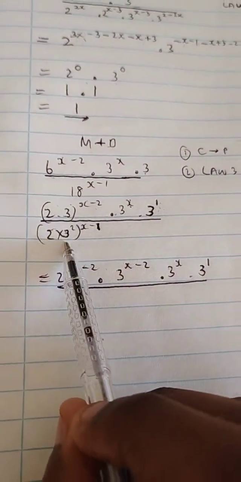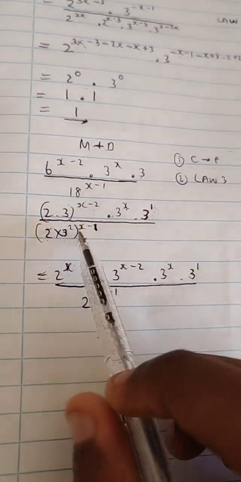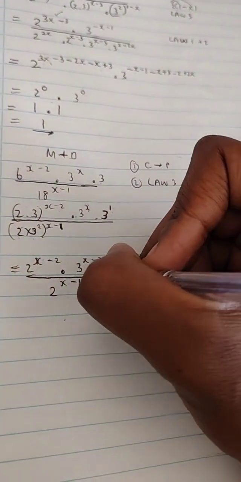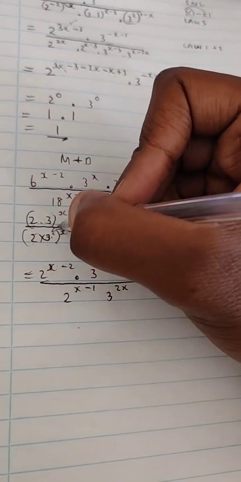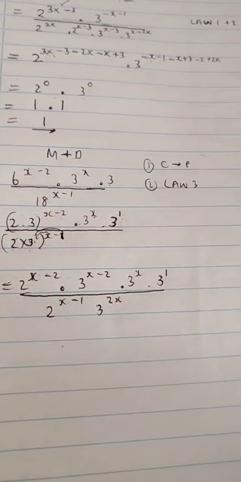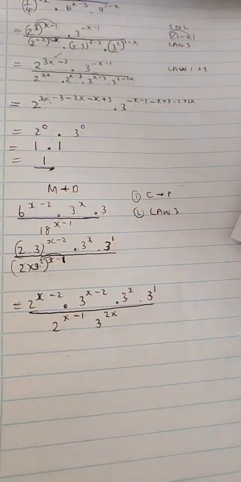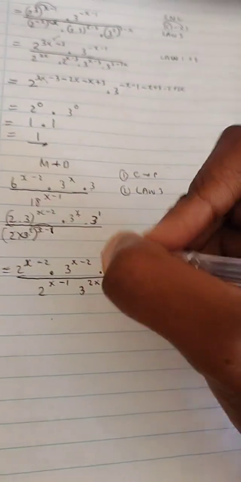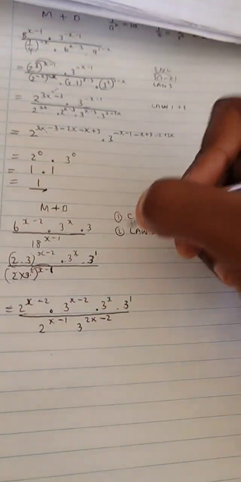Now, law number 3 again here in the denominator. This 2 partakes: 2 to the power x minus 1. This 3 distribute 2 times x, 3 to the power 2x. 2 times negative 1. Remember, guys, we multiply by distributing the 2. Distributive law, right? 2 times x is 2x, 2 times negative 1, negative 2. Law number 3 has been applied successfully.